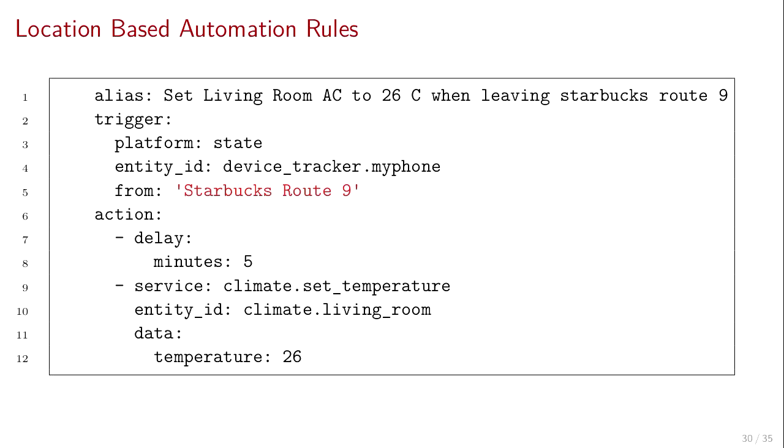My favorite example is this one. I work from home, and so I sometimes see other people. I go work from Starbucks for a few hours during the day. This rule says, when I leave Starbucks on Route 9, wait 5 minutes, and then set the temperature to 26. The wait of 5 minutes is based on my average commute time to get home from that Starbucks on Route 9 back to my apartment, and the time it takes to cool the apartment down. So this way, as soon as I leave that Starbucks, it knows exactly when to cool the apartment down, so it's the right temperature when I get inside the door, which is great.